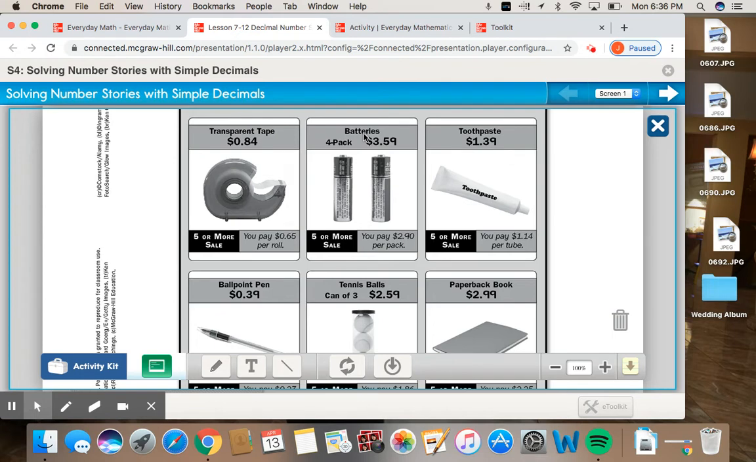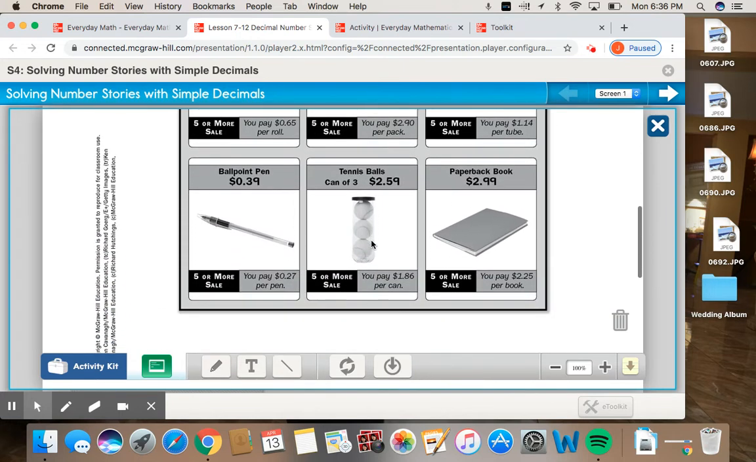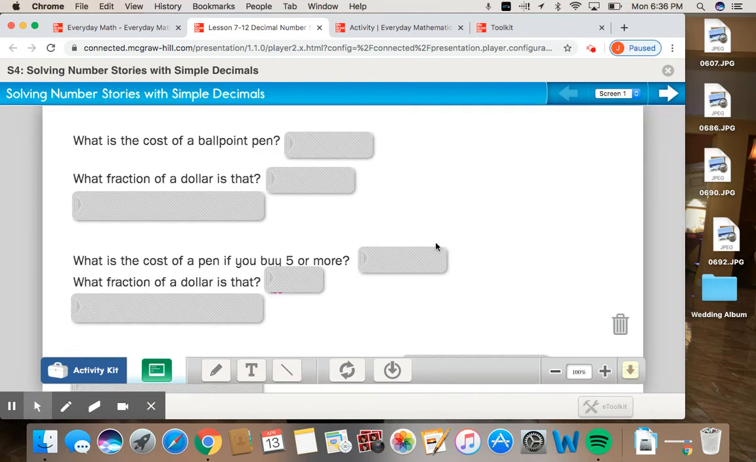You have batteries, which are $3.59. Toothpaste, $1.39. Ballpoint pen, which is 39 cents. Tennis balls, can of 3, which is $2.59. And a paperback book for $2.99. And that is poster 1. So let's take a look. Let's just practice interpreting the poster. What is the cost of a ballpoint pen?